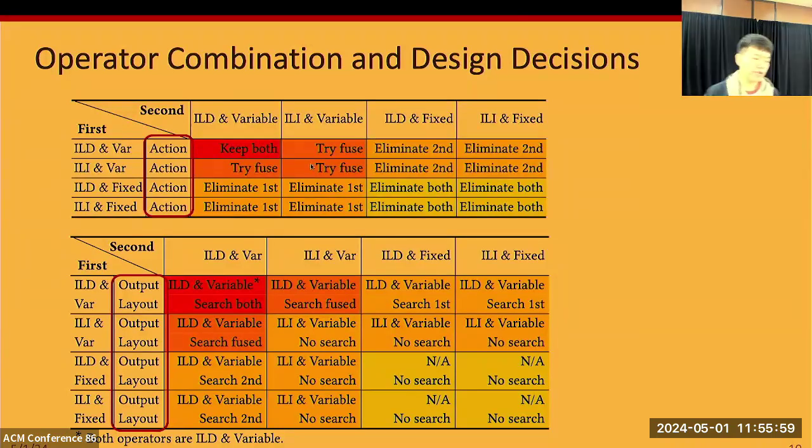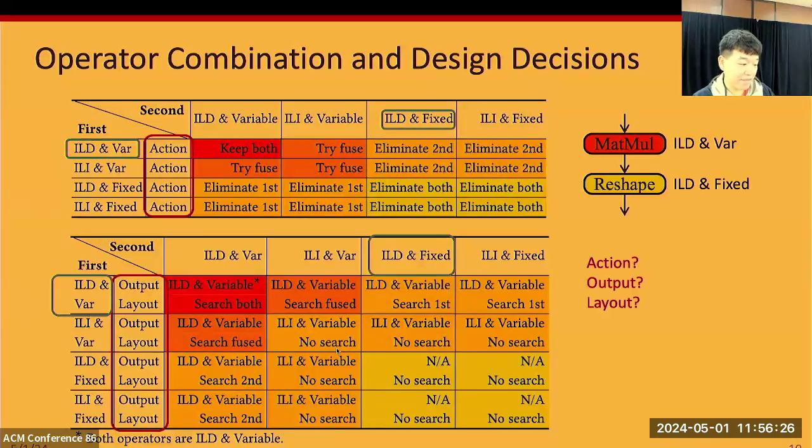And here, these two tables show what happens when two operators with different categories connect together: what is the action and what is the output layout? Because we need to recursively utilize this table and apply it to a whole computational graph. The first table shows whether we need to eliminate the operator, and the second one is what output layout we should use.